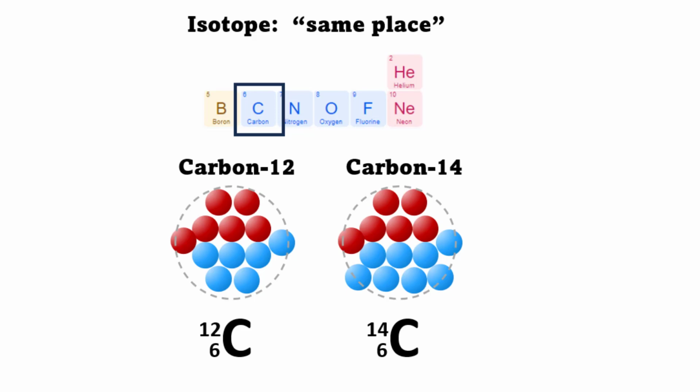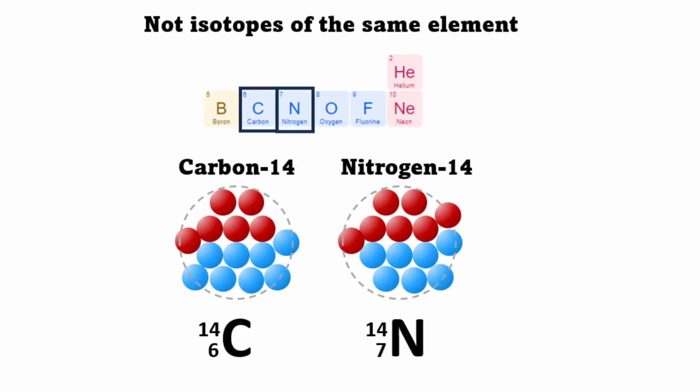Carbon-12 is the most common isotope of carbon, but in the atmosphere, about 1 carbon atom in a trillion is the isotope carbon-14. Here is a carbon-14 nucleus and a nitrogen-14 nucleus. These are both isotopes, they're just not isotopes of the same element. Carbon-14 is an isotope of carbon. Nitrogen-14 is an isotope of nitrogen. It's the 6 protons that makes carbon-14 carbon, and it's the 7 protons that makes nitrogen-14 nitrogen.